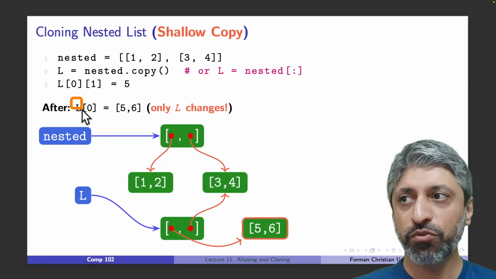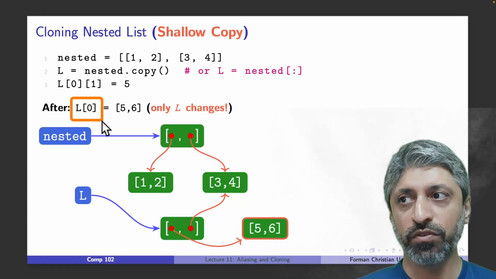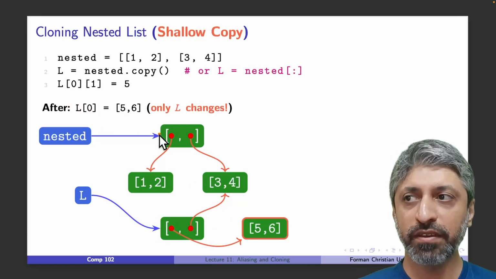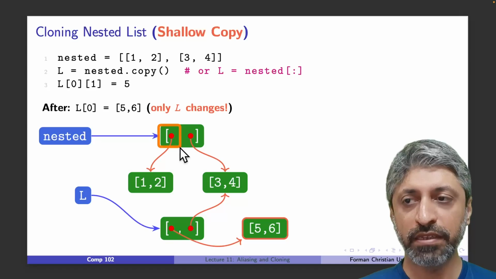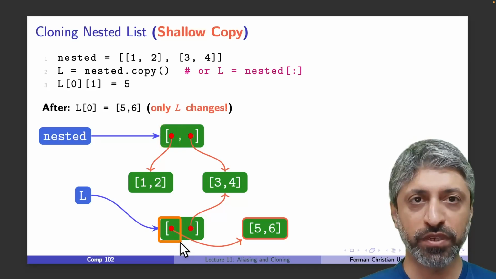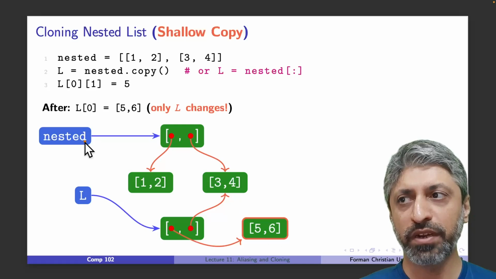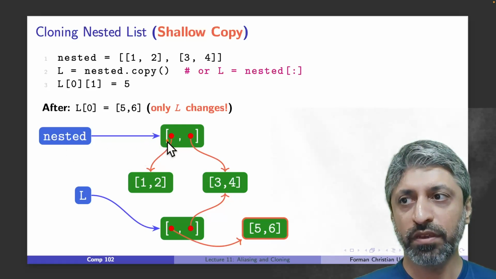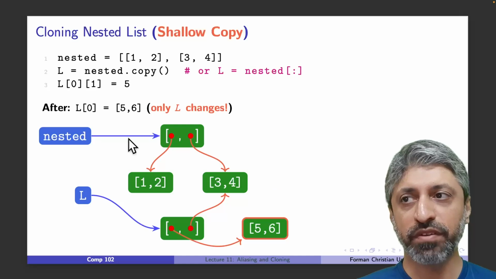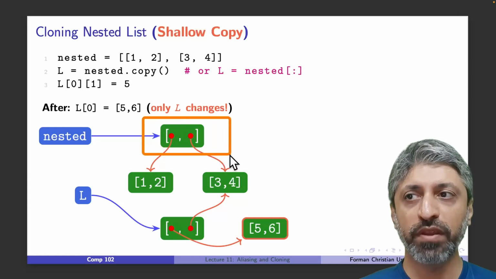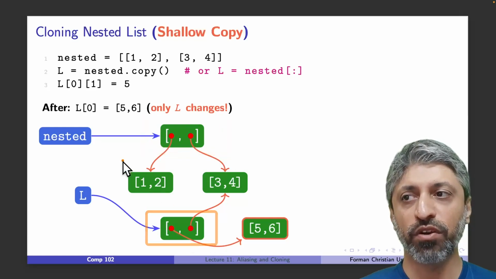Now what happens when you do L0 and you replace it with something else? अब पिछली स्लाइड में हमने देखा था कि nested और L दोनों चेंज हुए थे, लेकिन इस केस में सिर्फ L वाली कॉपी ही चेंज हुई है और उसके अंदर एक नई लिस्ट बन गई है. So when you try to print L, it's going to print 5, 6 and then 3, 4. When you print nested, it's going to print 1 2 and then 3 4. So that's a major difference in this case. So this is something called a shallow copy. Shallow copy का मतलब है कि you are just copying the top level list and you are not creating a copy of all of the nested objects.